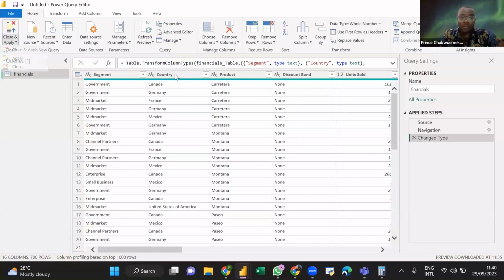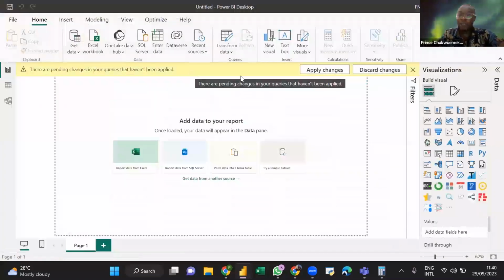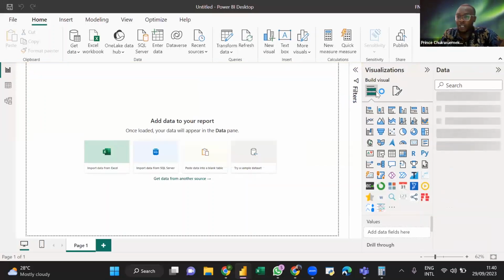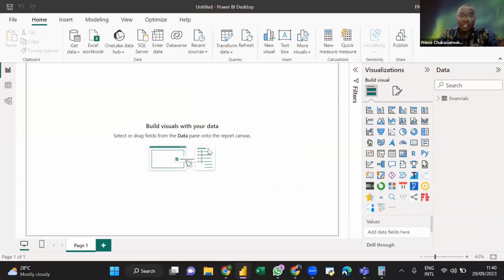So I'm going to close and apply to take me back to Power BI, where we would start our data visualization proper. Don't forget that we can also do data modeling in Power BI, and we can do a lot of things in Power BI. But let's just run into Power BI visualization.